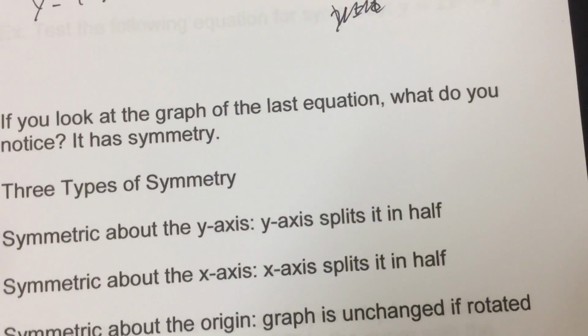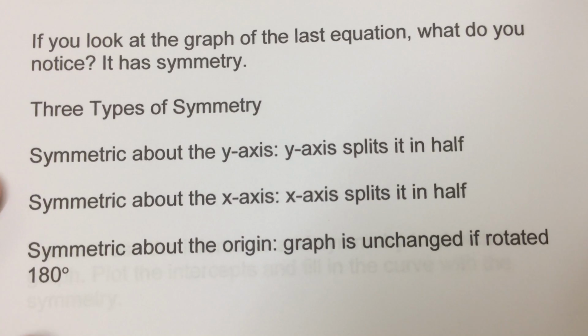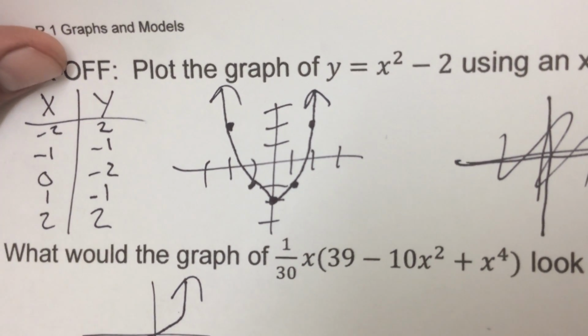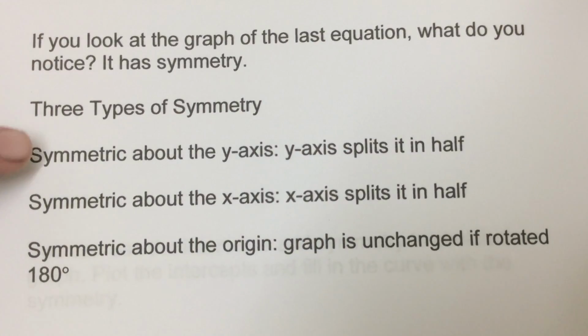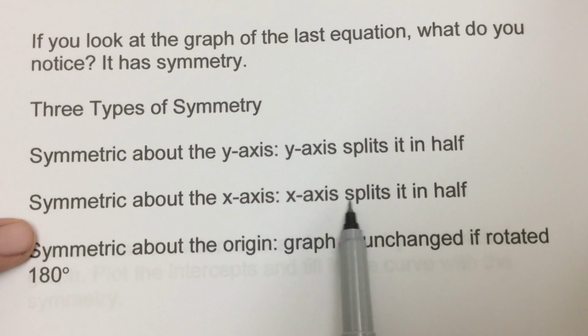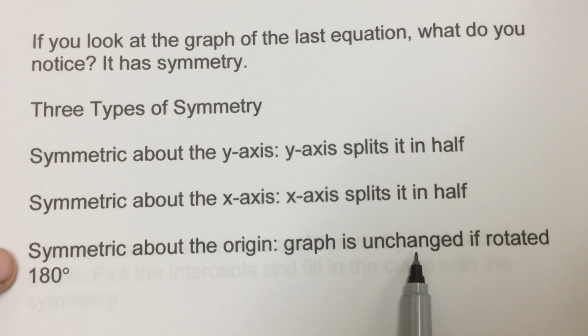Now, some of those graphs do have symmetry. Now, we didn't graph this here last example, but the one before that. So if I go back to here, back to our kickoff there, that one had symmetry. So that one, we could fold it over the y-axis and it would match up. So we have symmetric about the y, so that y-axis splits it in half. We have symmetric about the x, in which the x-axis splits it in half. Or symmetric about the origin, where our graph then would be rotated 180 degrees and it would match back up.